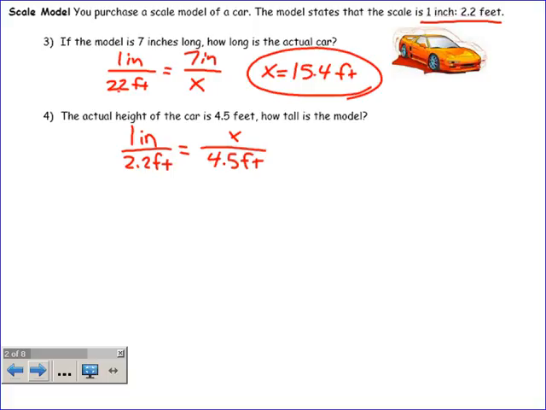Kind of a weird number. We'll round to the nearest hundredth on this one, I guess. How tall is the model? Yeah, 2.05 inches tall. You want to represent that decimal somehow. I know it's not the best way to represent it, but it's one way. Questions on that? Okay.